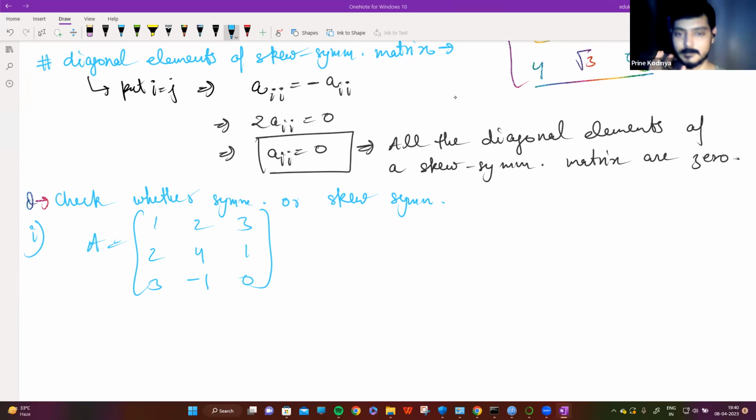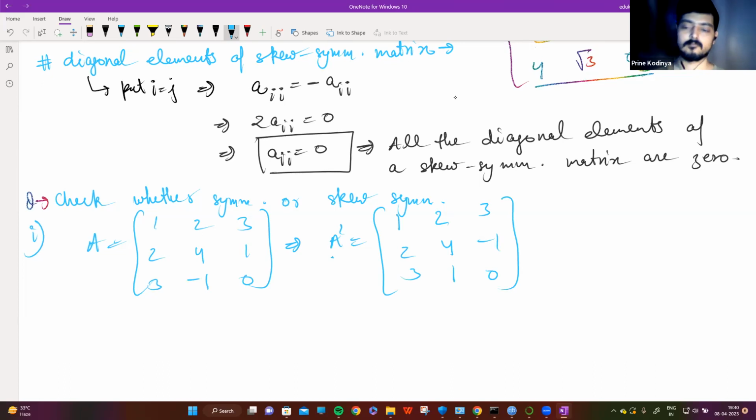So is this symmetric? How will you check whether a matrix is symmetric or not? I will take its transpose. So 1, 2, 3 will become 1, 2, 3. First row will become first column, then 2, 4, 1, then 3, minus 1, 0. And I will check whether they are the same or not. Are they the same? No, right? So this is not symmetric.